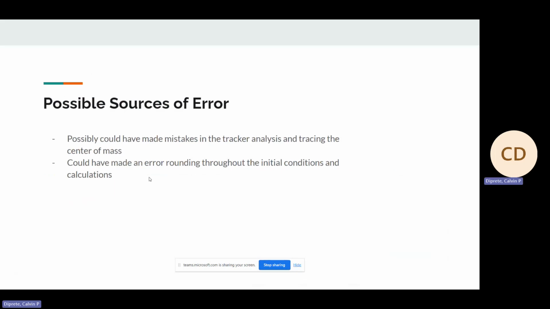Possible sources of error throughout this lab: I could have made a mistake in the tracker analysis when I was trying to trace the center of mass. I could have just been not on the center of mass and misclicked. I could have mistimed the step. And I could have made errors rounding throughout the initial conditions and calculations involved in this lab.